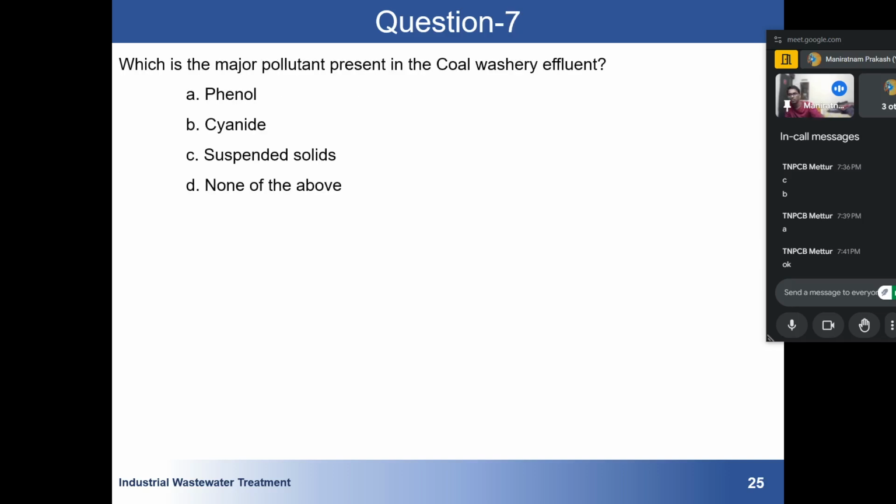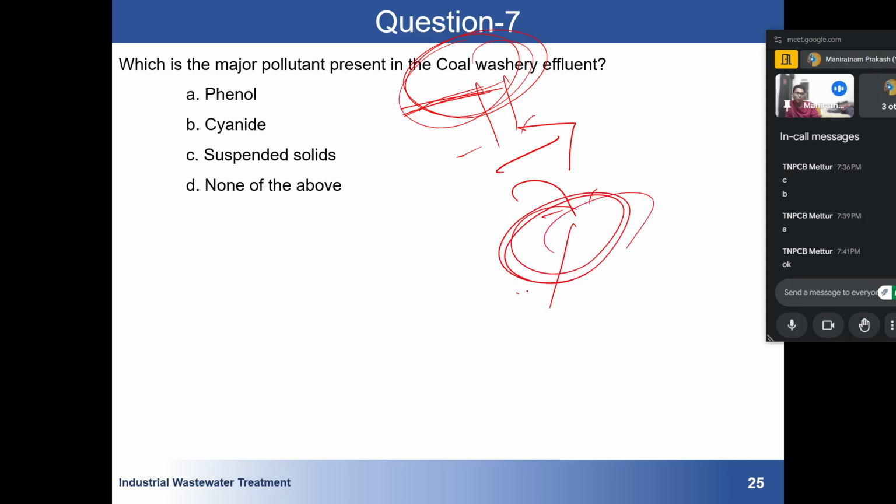Again, a very simple question. Coal washery to remove impurities. If we remove the impurities, which kind of wastewater, which kind of pollutant will we get?